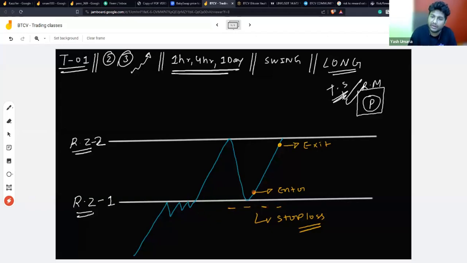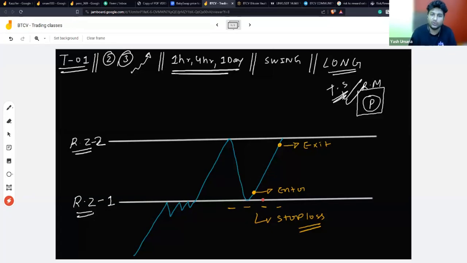And let me tell you one more thing. For example, you have entered right here. The market has moved up. So the market is somewhere right here now. Okay, now what can you do? Two things can happen. The market can continue to move up or the market can go down. Correct?